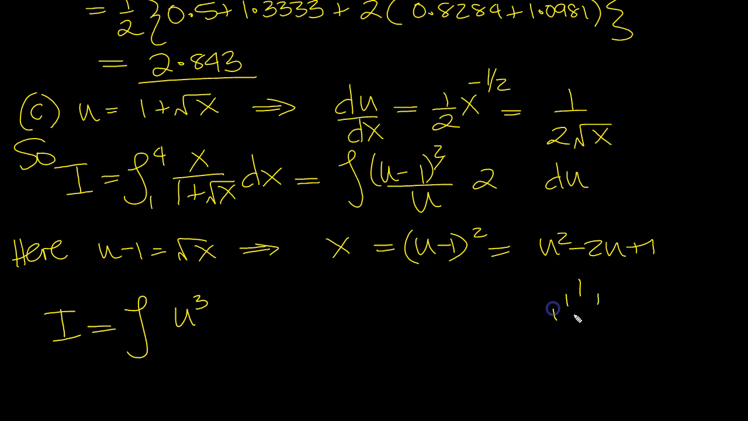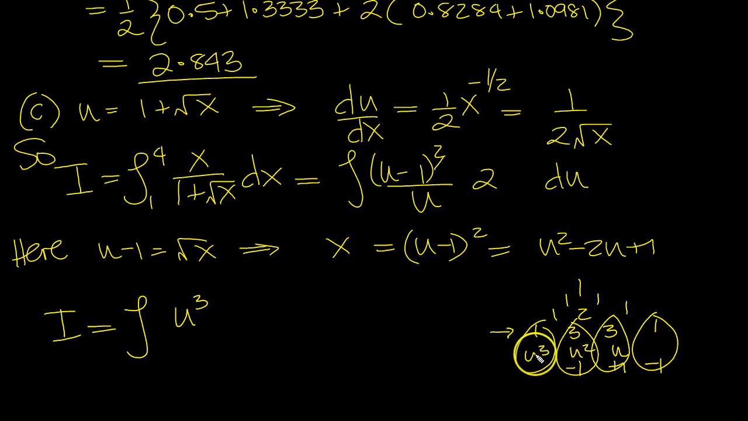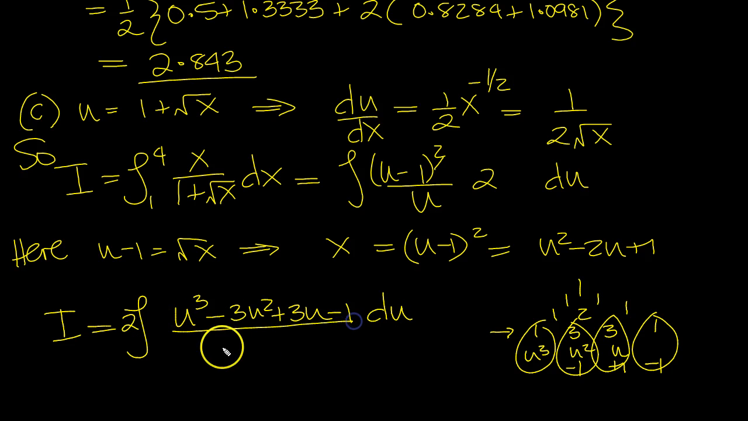Well, it's Pascal's triangle, isn't it? Let's just do it here. There's the cube line, so it'll be u cubed, u squared and u, and minus 1 cubed is minus 1, minus 1 squared is plus 1, and minus 1. So these are the terms of the u minus 1 cubed: u cubed minus 3u squared plus 3u minus 1, du times by 2 all over u.